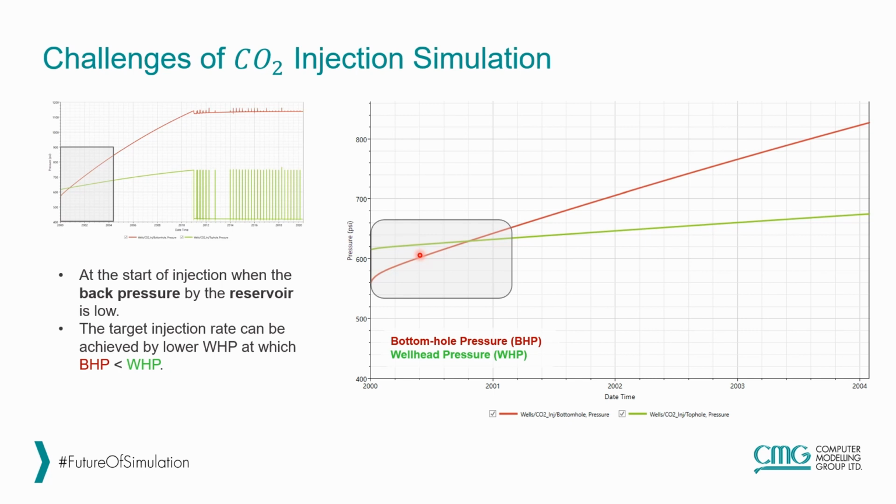So with this challenge of this oscillatory behavior and this interesting observation of bottom hole pressure being less than the wellhead pressure, let's look at the wellbore in a standalone form and see if we can find a solution and also an explanation for this behavior by having a better understanding of the pressure profile of CO2 injectors.